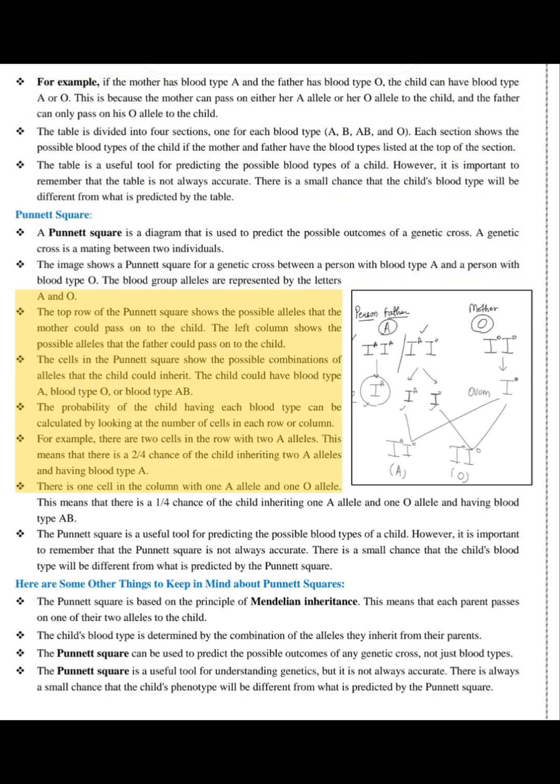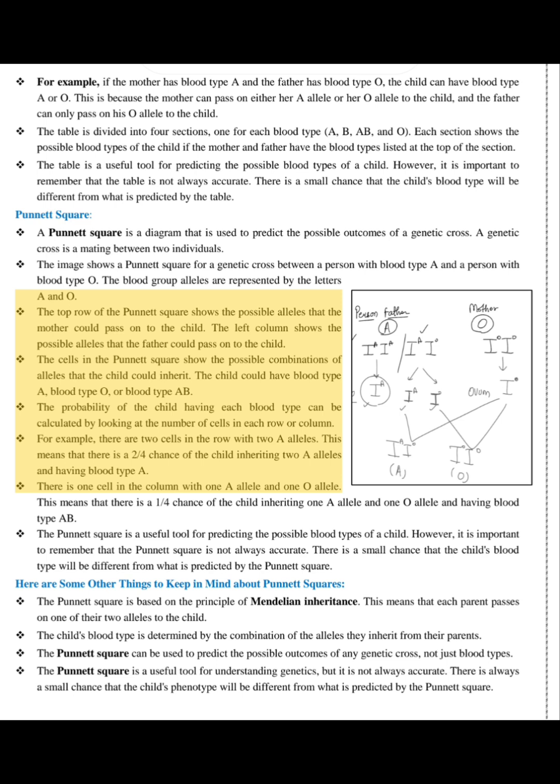The top row of the Punnett square shows the possible alleles that the mother could pass on to the child. The left column shows the possible alleles that the father could pass on to the child. The cells in the Punnett square show the possible combinations of alleles that the child could inherit. The child could have blood type A, blood type O, or blood type AB.